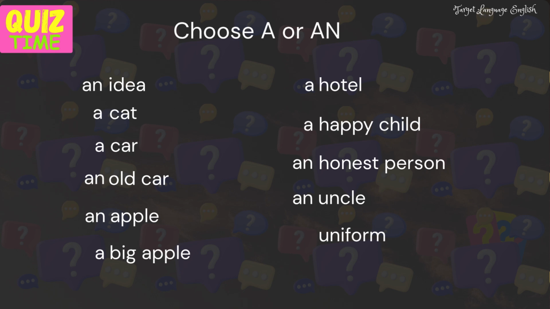Next, we have an uncle. The first sound is a vowel, so we use an. And finally, a uniform. The word uniform starts with a consonant, a uniform.